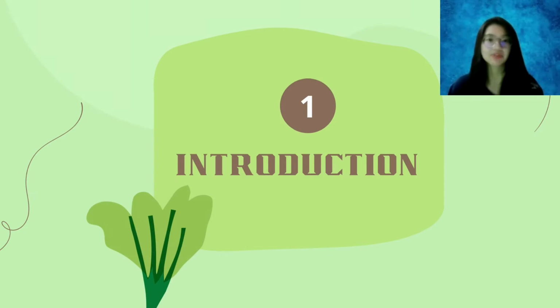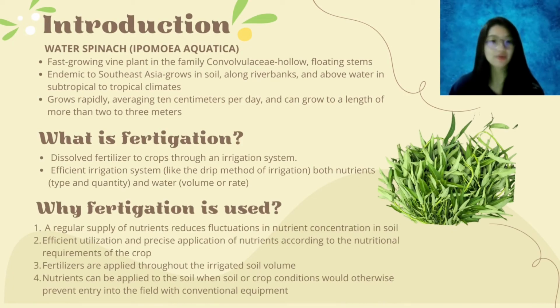In this fertigation mini project, we plant water spinach, Ipomoea aquatica, and in Malay, we call it kangkung. Water spinach is a fast-growing vine plant in the family Convolvulaceae. Because of the hollow, floating stems, the plant, which is endemic to Southeast Asia, grows in soil, along river banks, and above water in subtropical to tropical climate. Water spinach grows rapidly, averaging 10 centimeters per day, and then grows to a length of more than 2 to 3 meters.